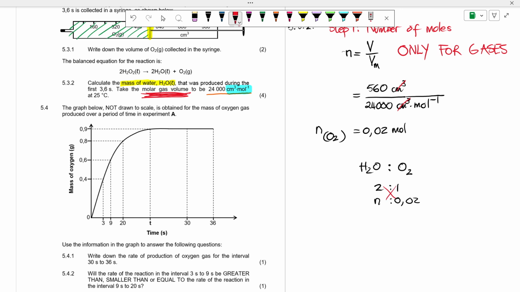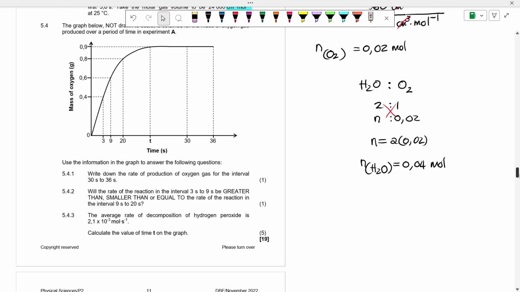I'm supposed to cross multiply after that. Then I can see that n multiplies 1 and 2 multiplies 0.02. Therefore, this means the number of moles of water, and you can see I'm specifying in bracket that now I'm working out the number of moles of water, is 0.04 mole. Units are important.